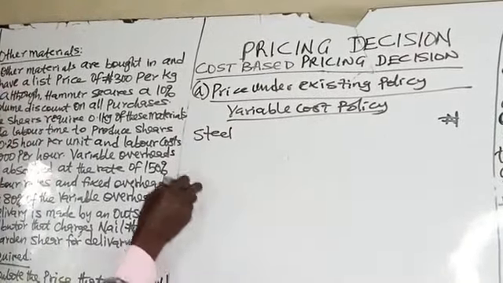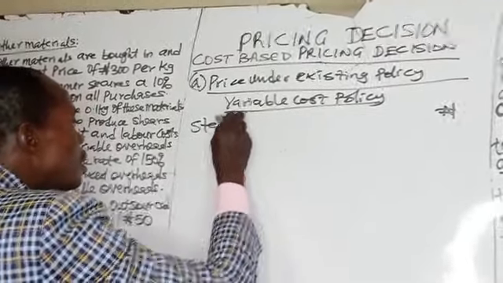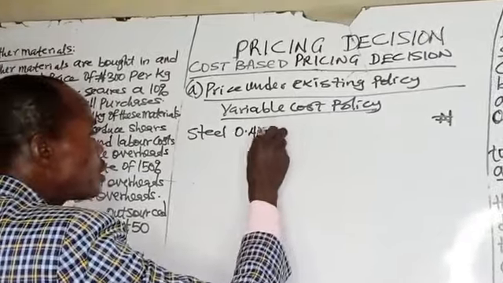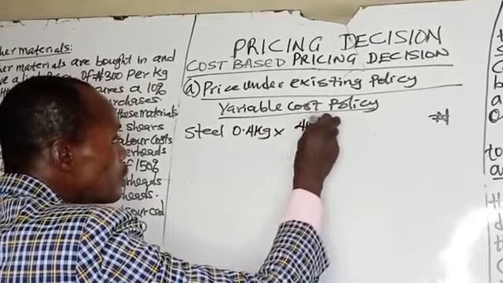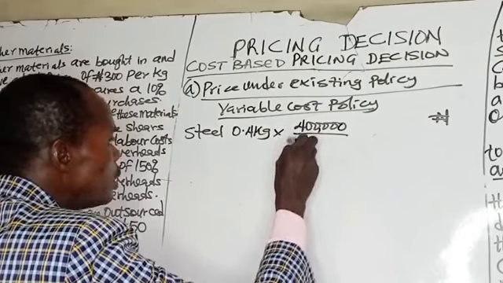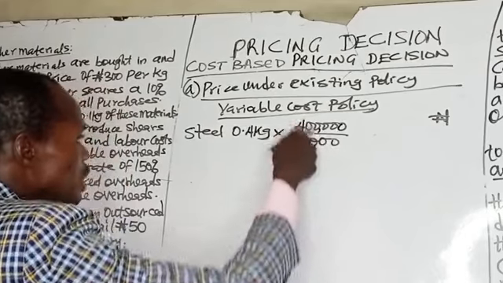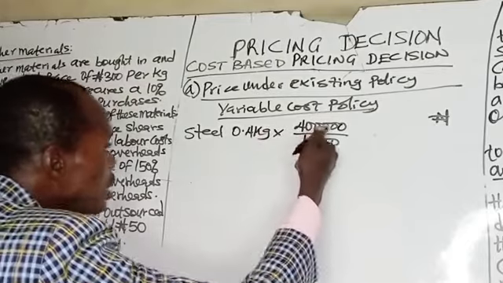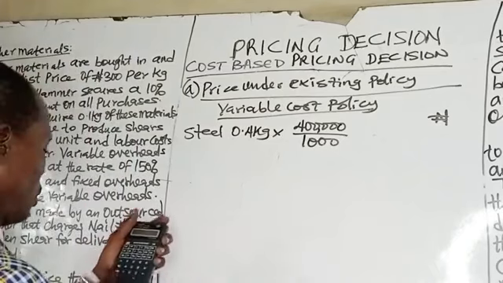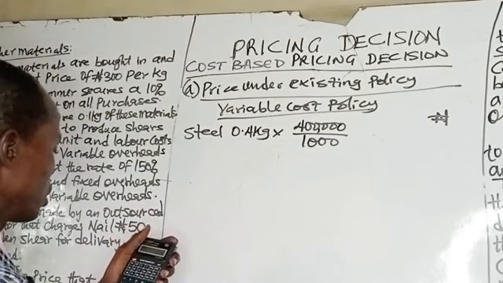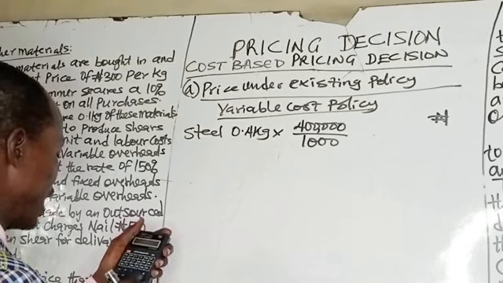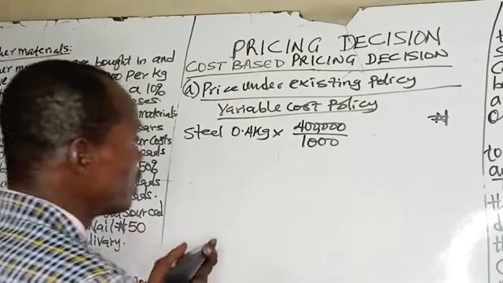Steel, 0.4 kg is required, and you are given the cost to be 400,000 per ton, and you were told a ton is 1,000 kg. So you divide in order to convert to price per kg, not price per ton. 400,000 divided by 1,000 gives us 400. 400 times 0.4 gives us 160.